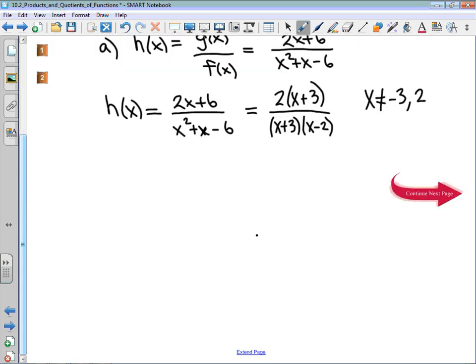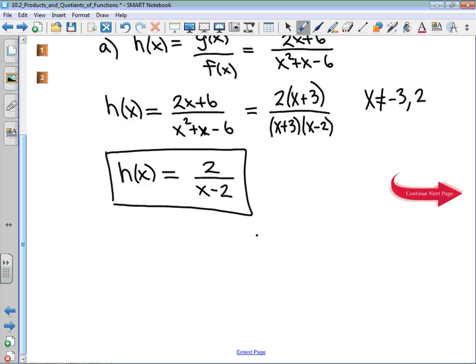But what's also important is that we could simplify h of x and write it as 2 over x minus 2. Now I don't mind doing this, there's nothing wrong with that, but if I just told you that h of x was 2 over x minus 2, you're not going to recognize from there that there's a point of discontinuity. But it is important that we have a vertical asymptote at x equals 2, and we have a point of discontinuity at x equals -3.